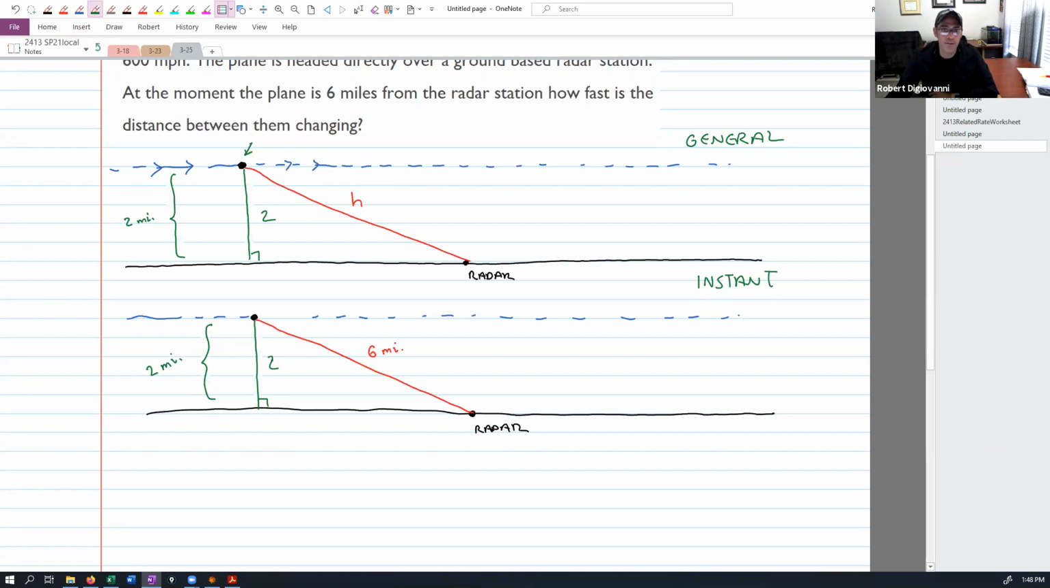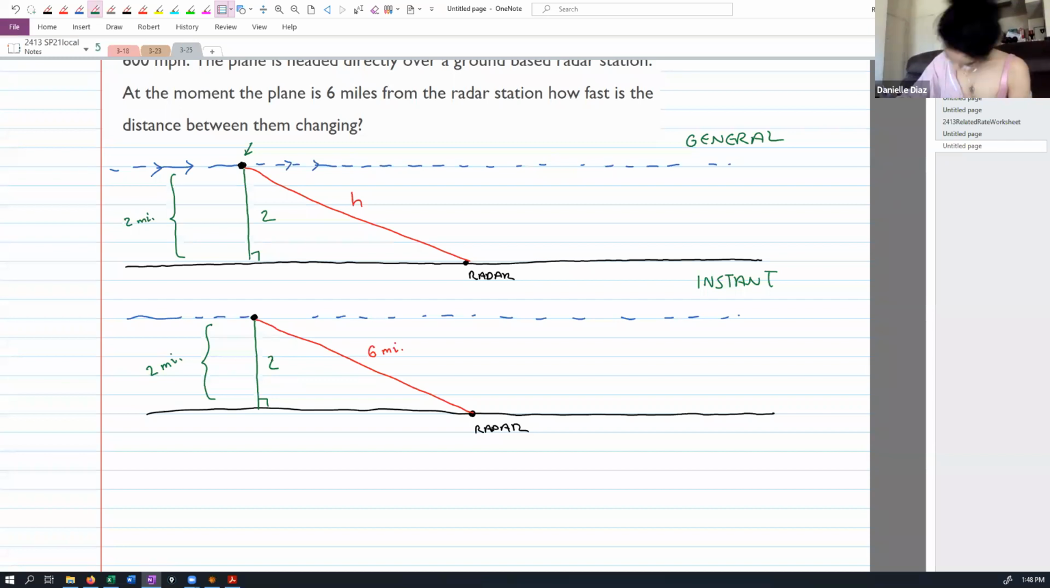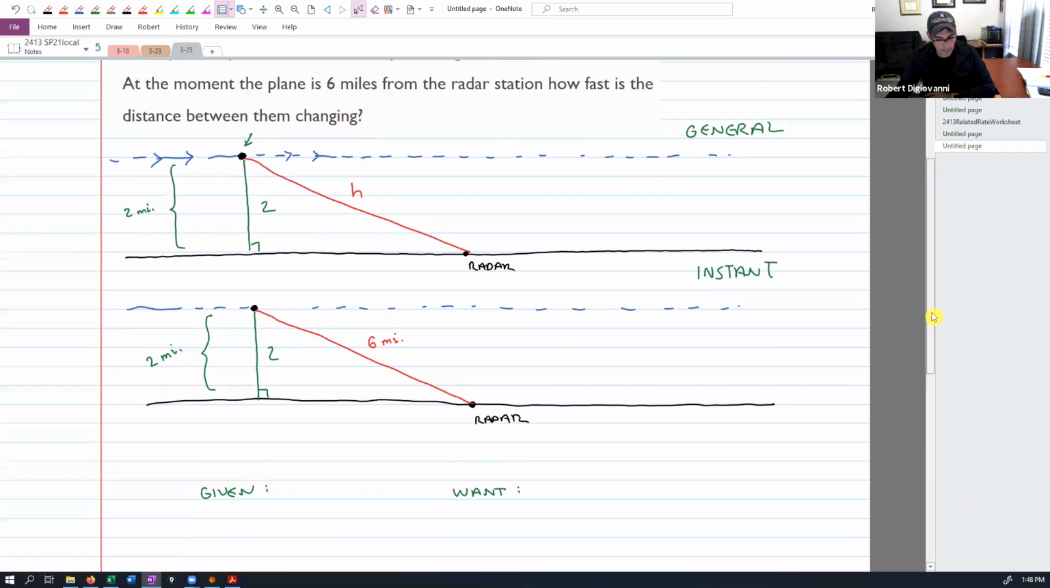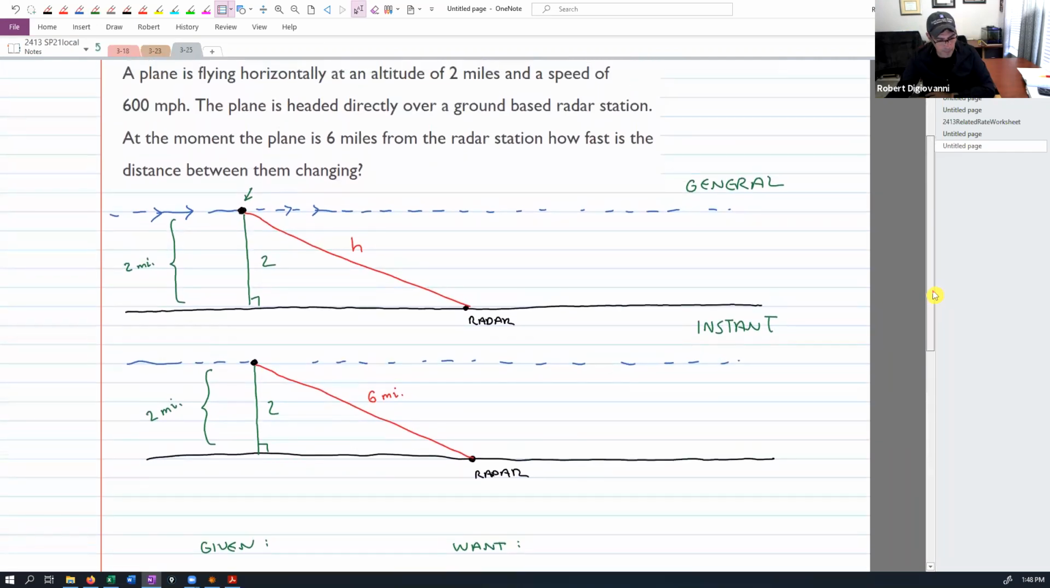Are y'all okay with this? All right. Let's try and write down what we're given and what we want. So we are given something here and we want something here. So someone tell me and I'll fill in. Either one, what you're given or what you want.